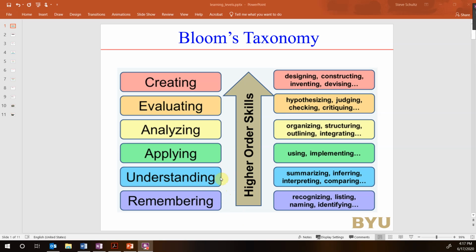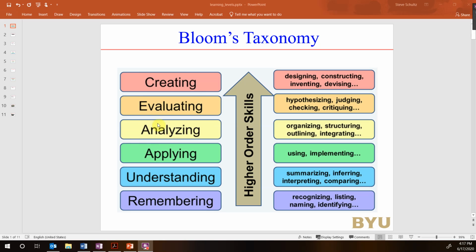The next level is taking that understanding and applying it to a problem to do something, like what principle do you use? And then you're going to analyze a problem. After analyzing a problem comes creating and evaluating, which is more like design. So in engineering, these top two here we call design.